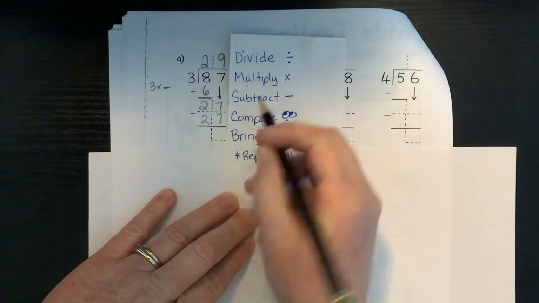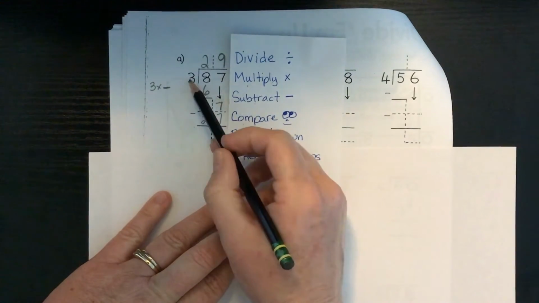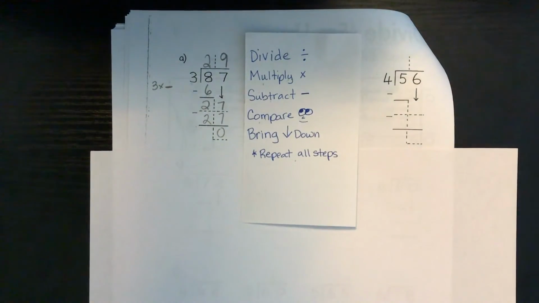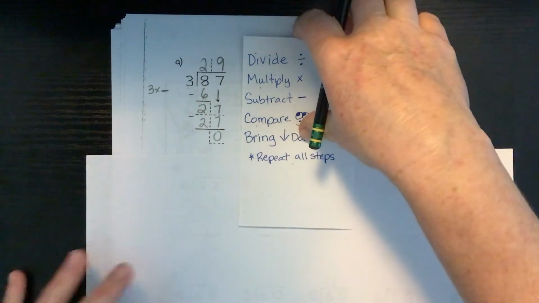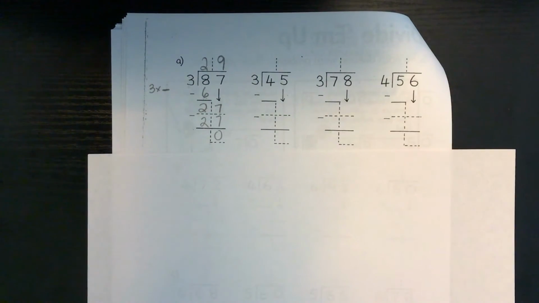So then I can subtract. I get 0. I compare. It's less than my divisor, and there's nothing left to bring down. So my answer was 29, remainder 0. I don't even have to write that remainder if it's a 0.